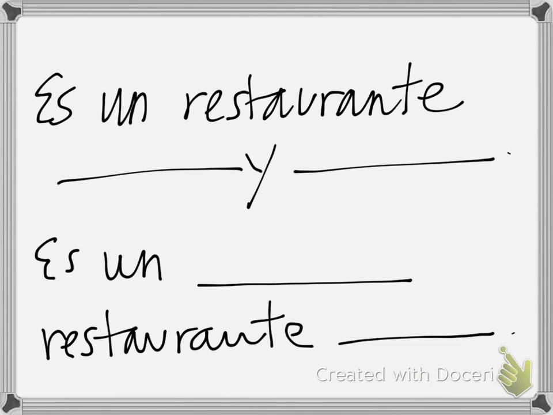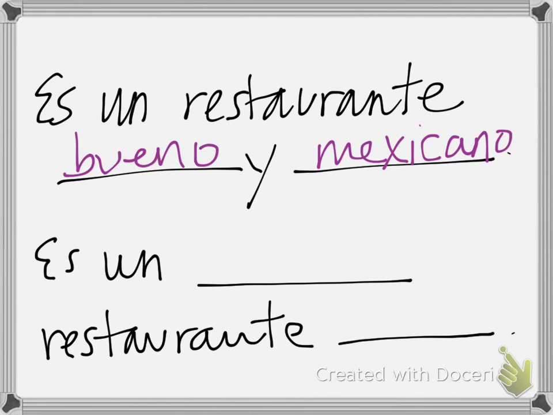Okay, the last bit we have here is when you're using two or more adjectives. Okay, they're often placed after the noun. Por ejemplo, es un restaurante bueno y mexicano. So it's a good and Mexican restaurant. So it's a good restaurant, it's a Mexican restaurant.